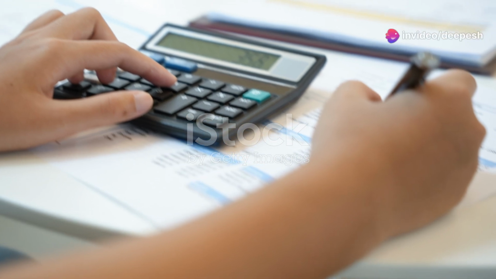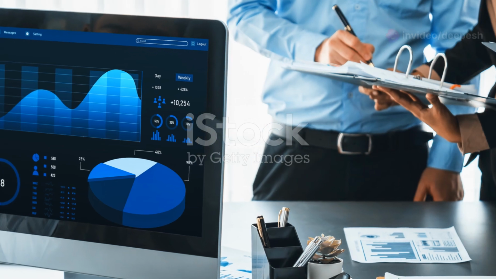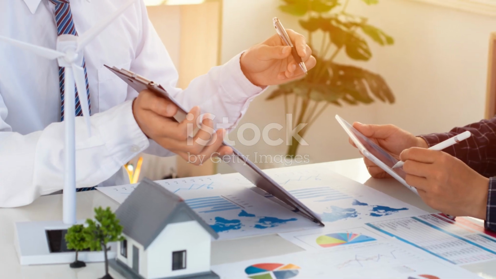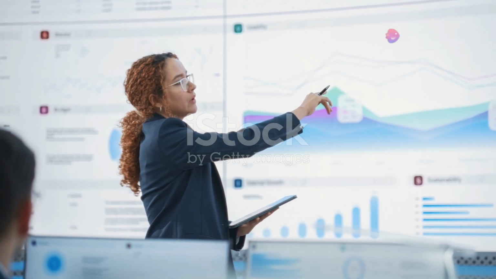And finally, data quality. It's crucial to ensure your data is accurate and clean. Poor data quality can lead to inaccurate analysis, skewed insights, and ultimately, bad decisions. Always aim for high data quality to maintain the integrity of your analysis.